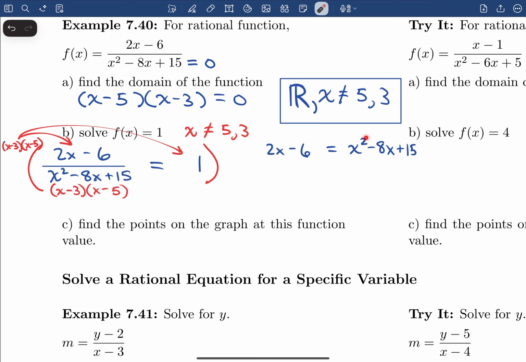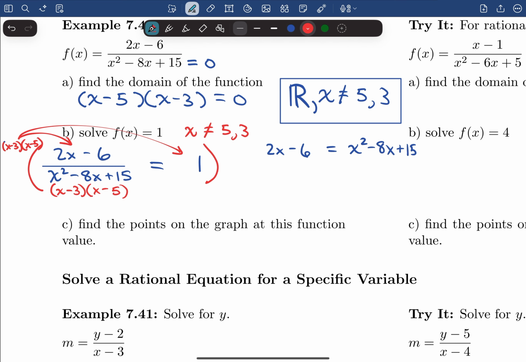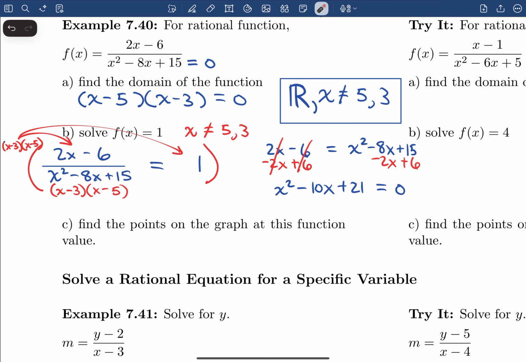And this equation is a quadratic equation, so I'm going to set it equal to 0. So I subtract 2x from left to right, and I'm also going to subtract 6, or sorry, add 6 from left to right, right? Okay, so that causes these to cancel. And I now have an equation that says x squared minus 10x plus 21 equals 0, right? So x squared, negative 8x minus 2x is negative 10x, 15 plus 6 is 21, and it now all equals 0 because this stuff canceled.